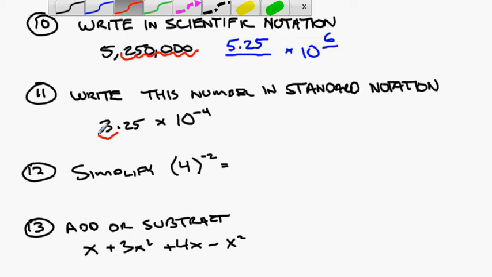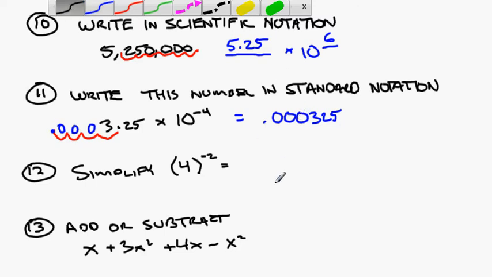So I go 1, 2, 3, 4. Okay, and I fill in with zeros. And I put the decimal point right there. So my answer here is 0.000325, which would be the correct answer for number 11.